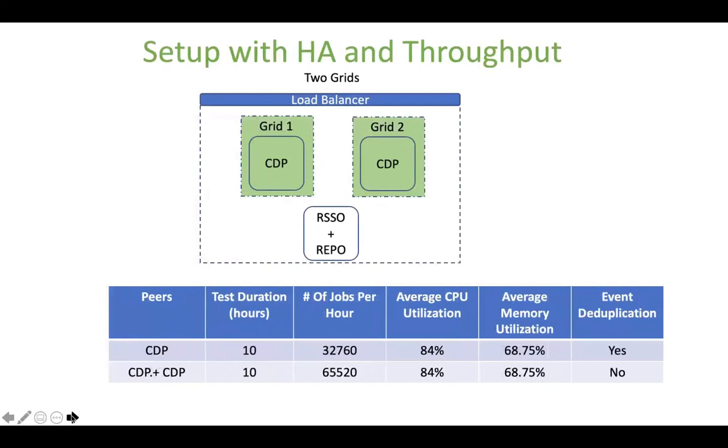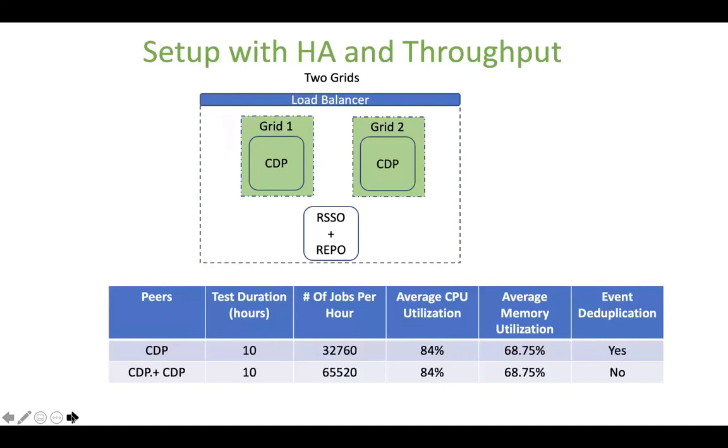So here you see two grids, okay? If you remember in the first slide, we had only one grid in one CDP. Now here you added two grids, and each has its own CDP. They don't communicate with each other. There is no relationship between those two. They are completely unaware of the presence of the second grid. But you have a load balancer sitting in front of them, so you can redirect traffic to either of them.